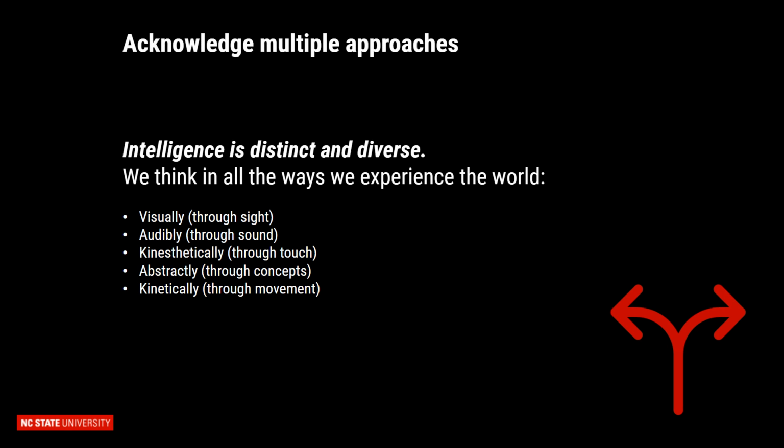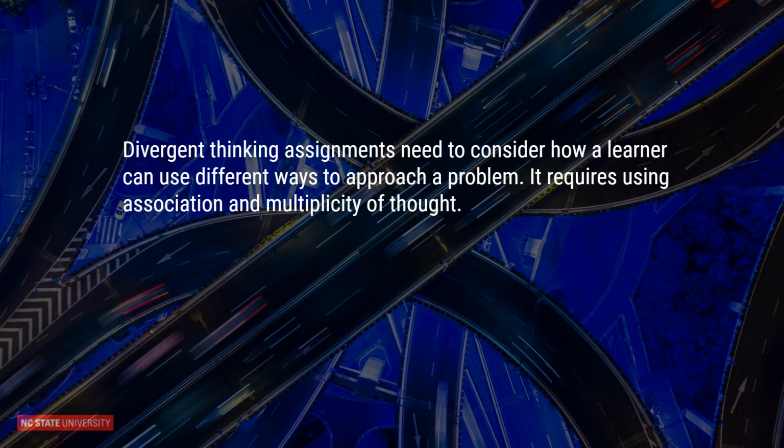Intelligence is also distinct and diverse. We think in all the ways we experience the world, including visually through sight, audibly through sound, kinesthetically through touch, abstractly through concepts, and kinetically through movement. Divergent thinking assignments need to consider how a learner can use different ways to approach a problem. It requires using association and multiplicity of thought.